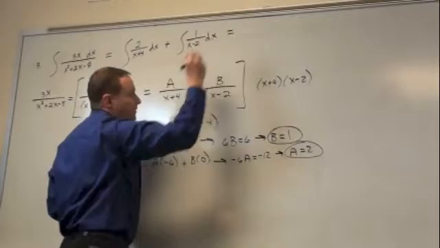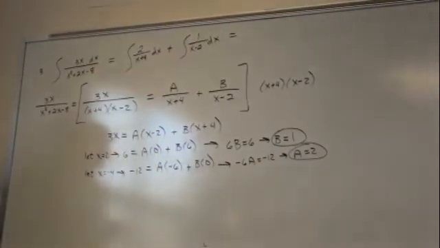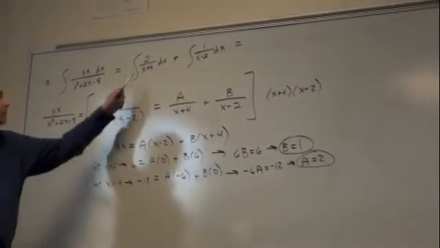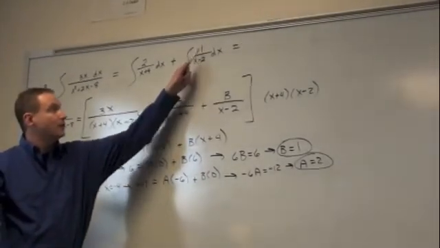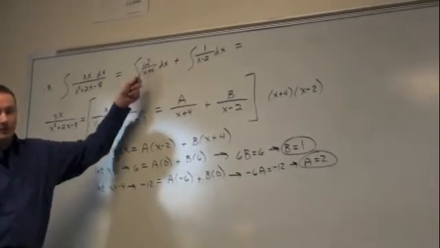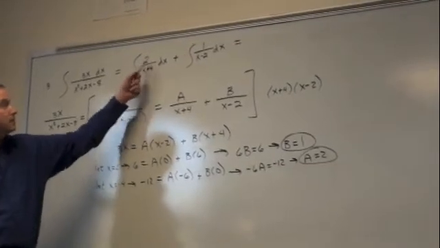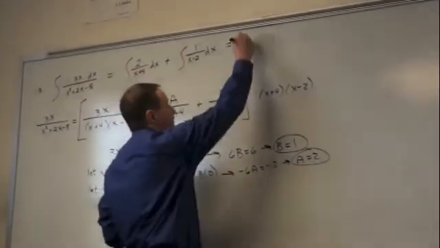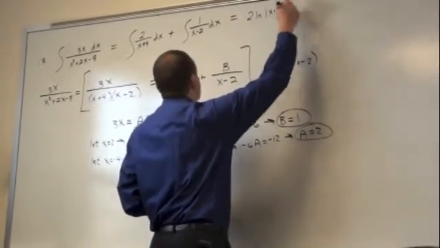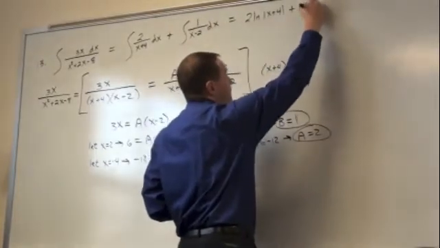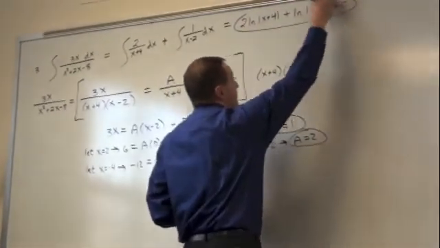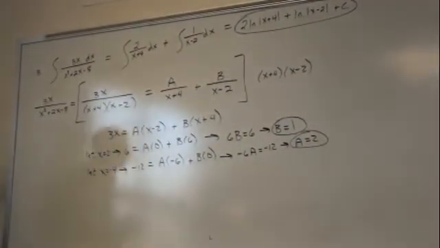And I know that the sum of these two integrals is the same thing as the original integral, but these two are extremely easy to integrate because in both cases I can say, do I see the derivative of the denominator in the numerator? Yes. This one is 2 times the derivative of the denominator, so that's going to be 2 natural log of x plus 4. Plus natural log of x minus 2. Plus the constant of integration. Final answer.